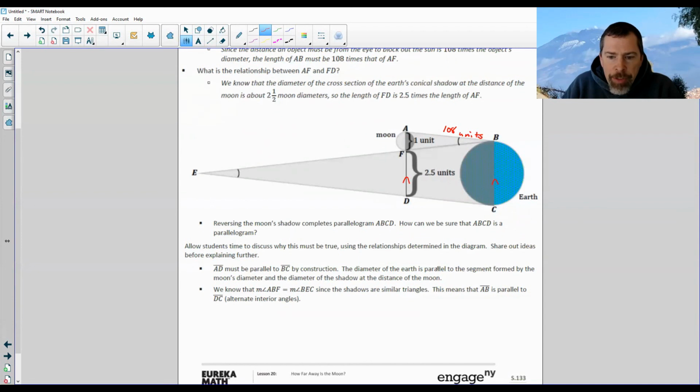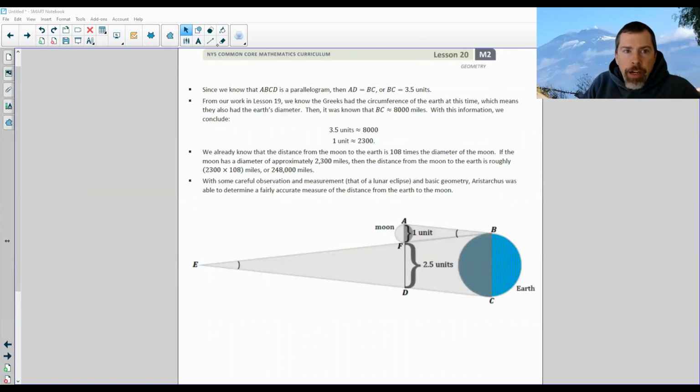The diameter of the Earth is parallel to the segment formed by the moon's diameter and the diameter of the shadow at the distance of the moon. We know that the measure of angle ABF right here equals the measure of angle BEC down here, since the shadows are similar triangles. This means that AB is parallel to DC. So we have two isosceles triangles, so they're similar, and therefore the angles are congruent. So then we get the alternate interior angles from that.